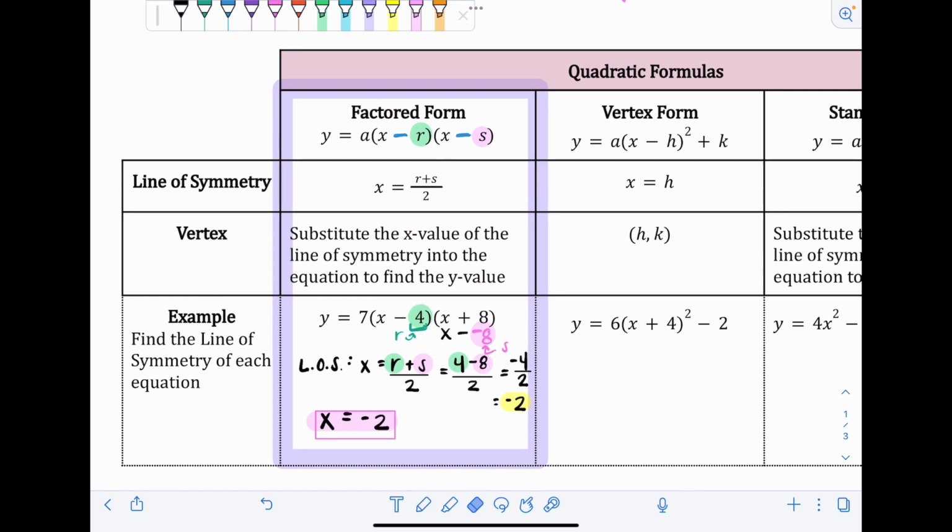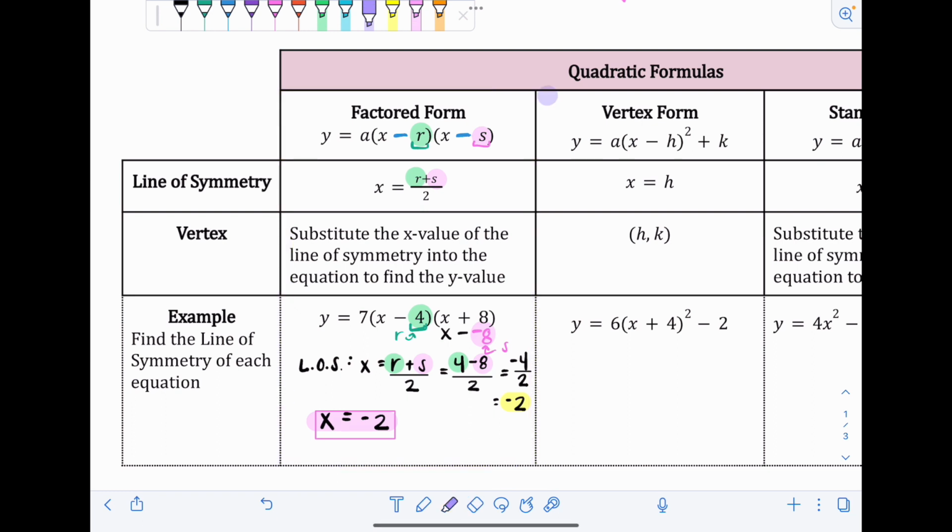Okay, so just to summarize for factored form, in order to find the line of symmetry, you have to figure out what number is in the spot of r, and then what number is in the spot of s, add those two together and divide them by 2.